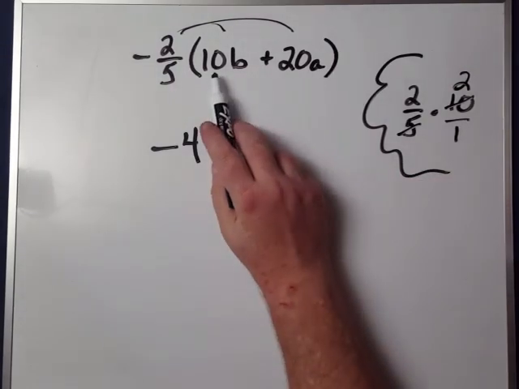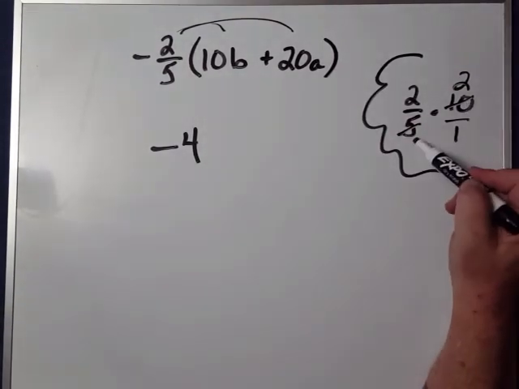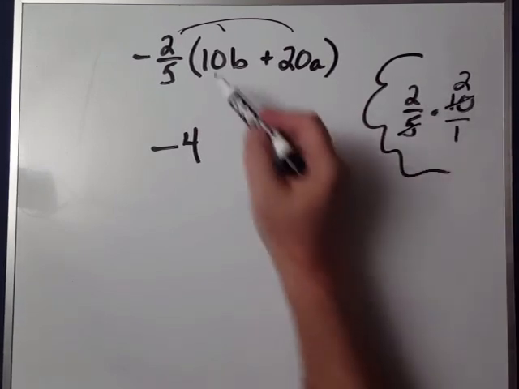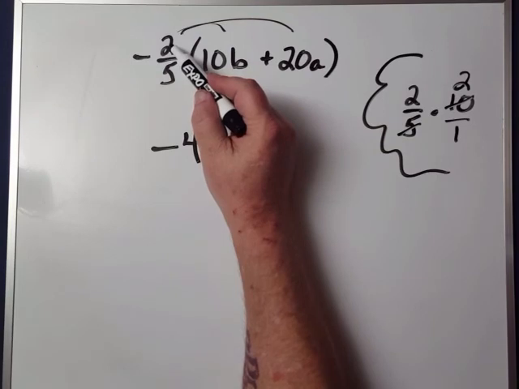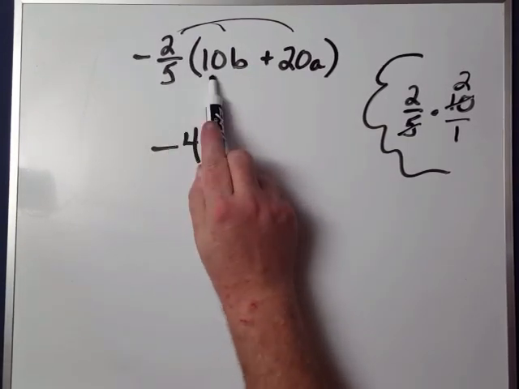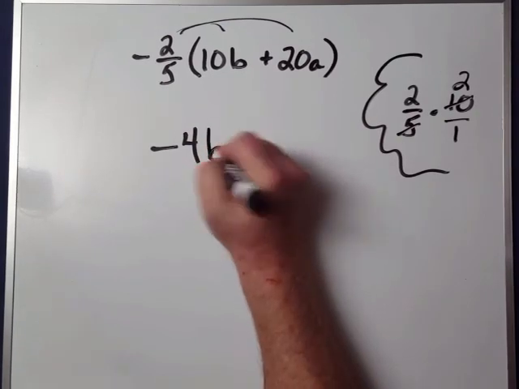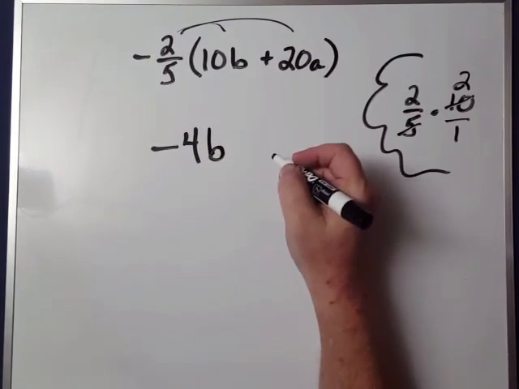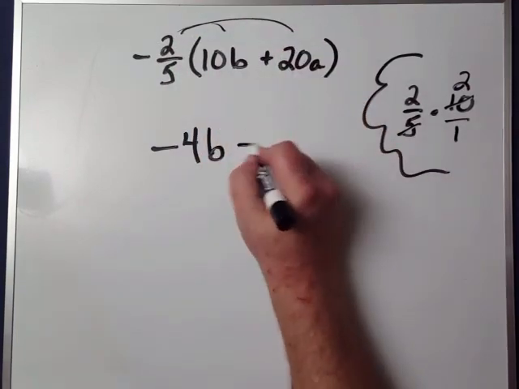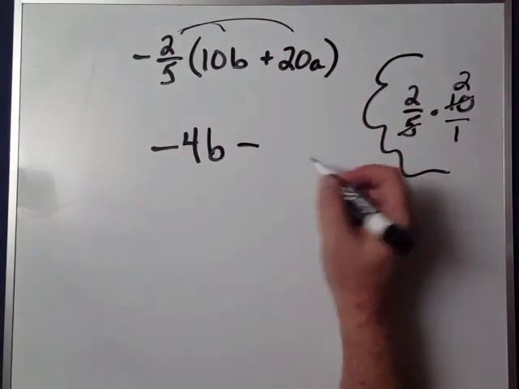Now how did I say it over here? I said 10 divided by 5 is 2, times 2 is 4. We already knew it was negative. We've multiplied our numbers, and that's times b. Watch your signs. Negative times a positive is negative, so minus.